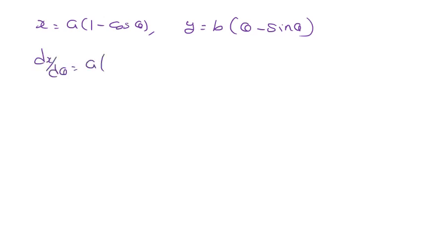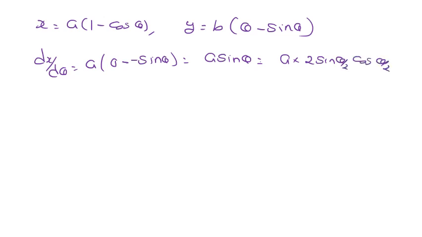x is equal to a into 1 minus cos theta, y is equal to b into theta minus sin theta. Now here what is dx by d theta? a into 1 derivative is 0, minus cos theta derivative is minus sin theta, so minus minus plus sin theta. So this is a sin theta. But you know sin 2 theta is 2 sin theta by 2 cos theta by 2. So this sin theta we can write as 2 sin theta by 2 cos theta by 2.